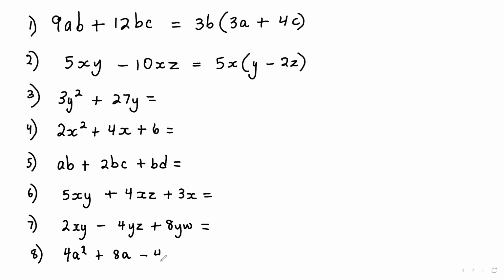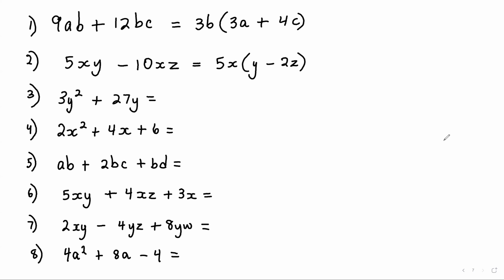Now, the ones that have three terms, the common factor has to be a factor of all three terms. It cannot just be a factor of two of them. It has to be all three. Right. So the first one, 3y squared plus 27y. The common factor here is 3y. 3y times y gives me 3y squared, and 3y times 9 gives me 27y.